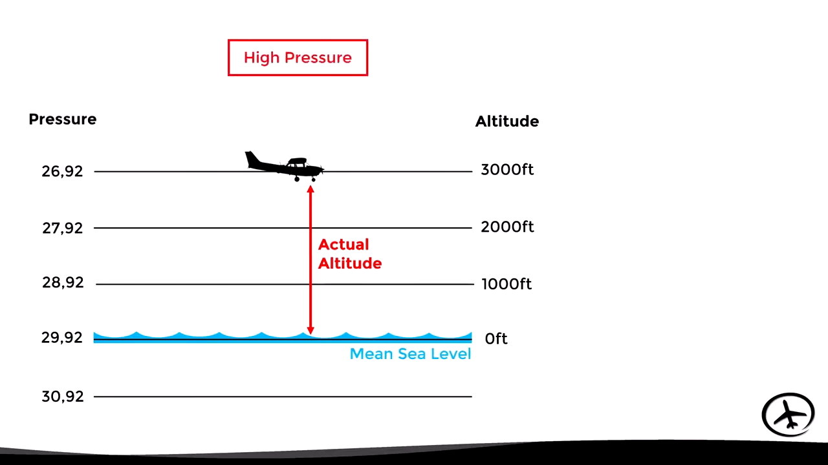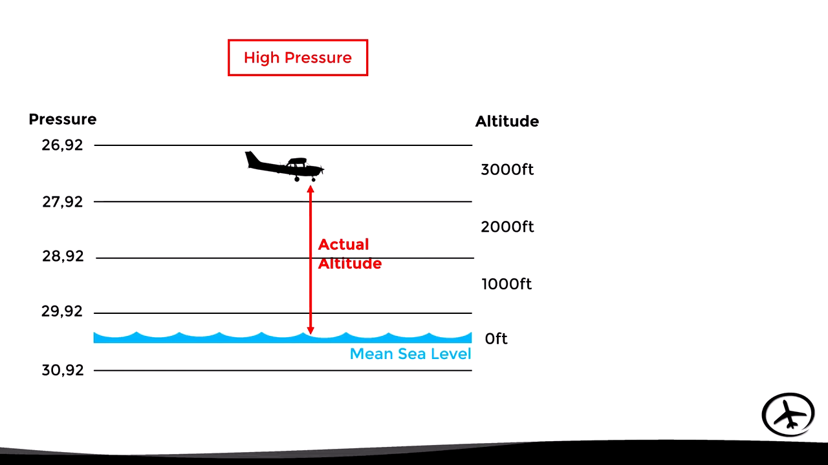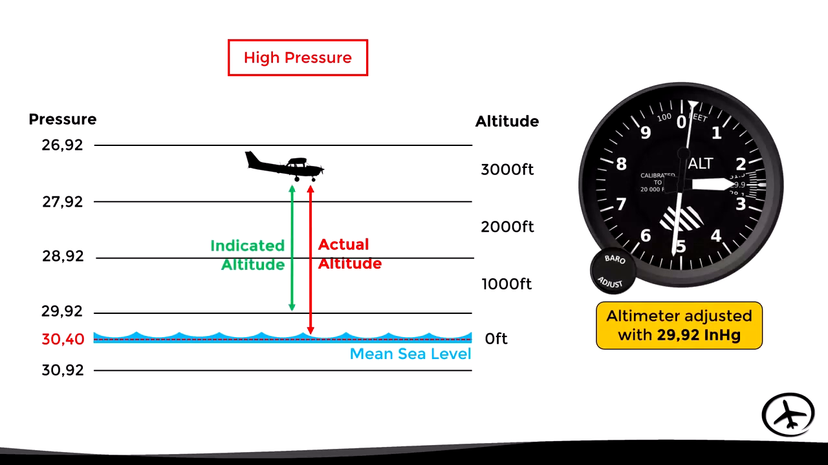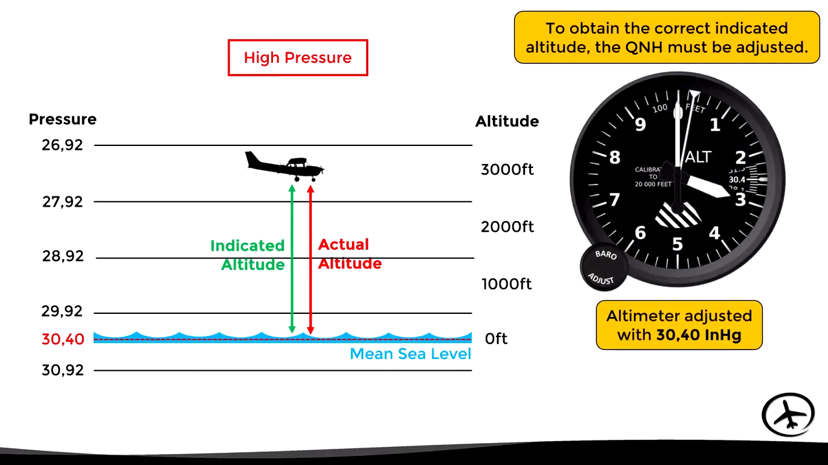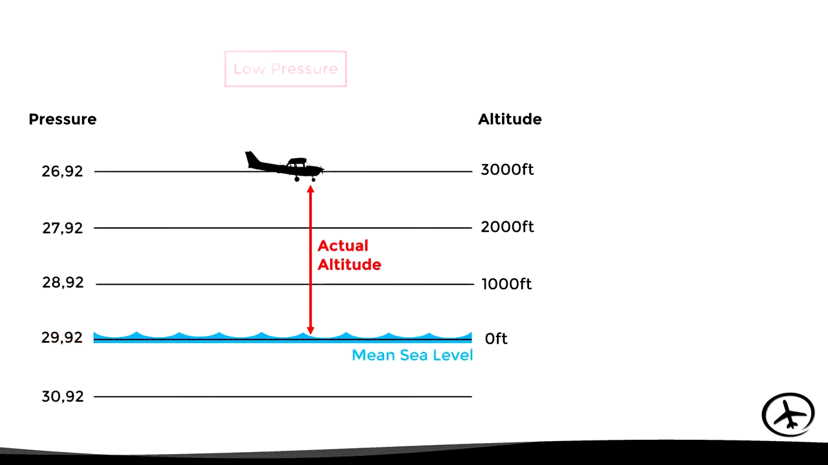However, if there are higher than standard pressure conditions, the isobars will move upwards, and therefore, the pressure at sea level will be higher than 29.92. In this particular example, it is 30.40. In this situation, if our altimeter is still adjusted with the default setting of 29.92, the indicated altitude will be lower than the actual altitude. So, in order to obtain the correct altitude reading, the altimeter must be adjusted with the current QNH, in this case, 30.40.